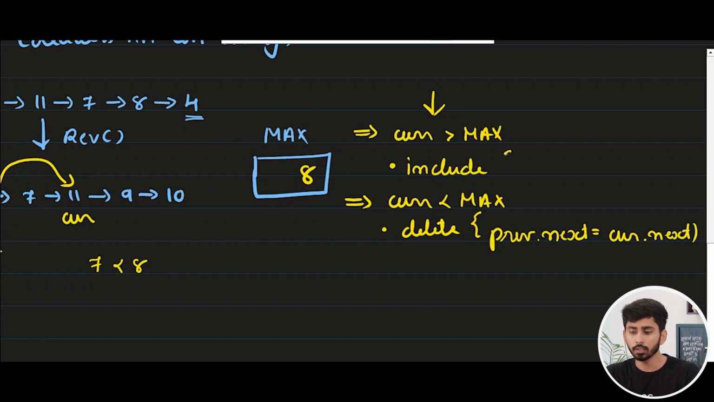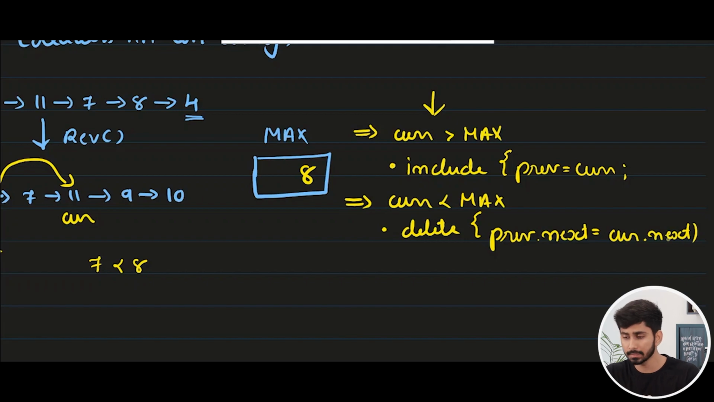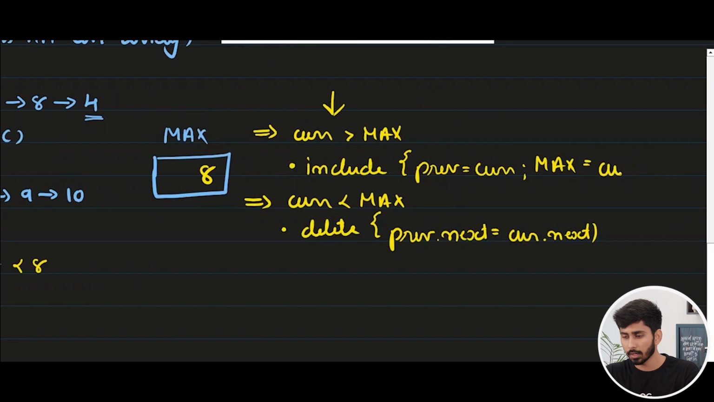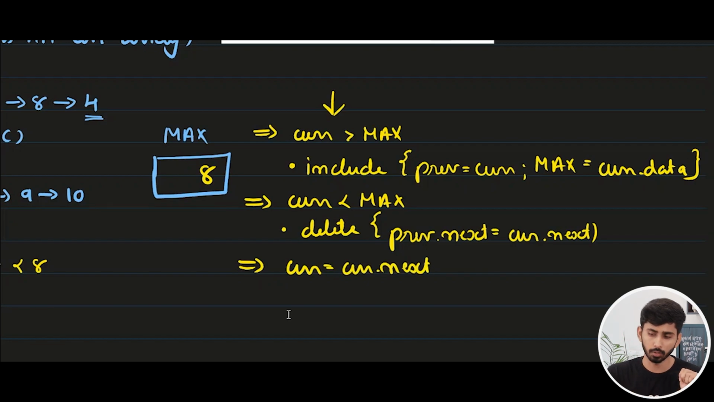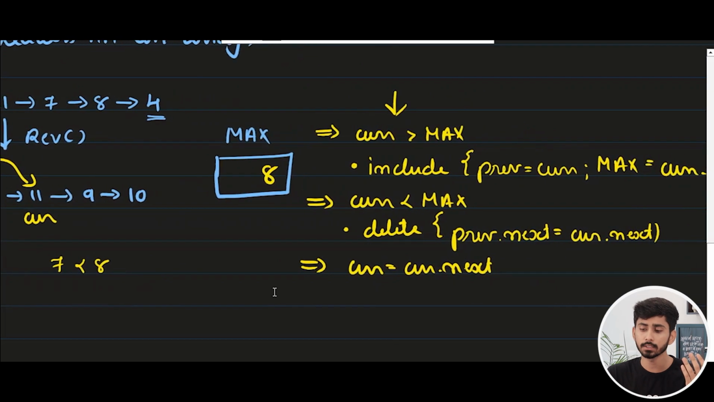And if you want to include the node, then what you will be doing is simply updating the value of previous to the current node, and you need to change the value of maximum as well. So basically your max will be equivalent to current.data, right? These are the steps which you need to follow on each and every condition. And at the end, every time you need to update the value of current to current.next. Basically you will be moving ahead with the next node. So these are the things which you need to follow on each and every node.